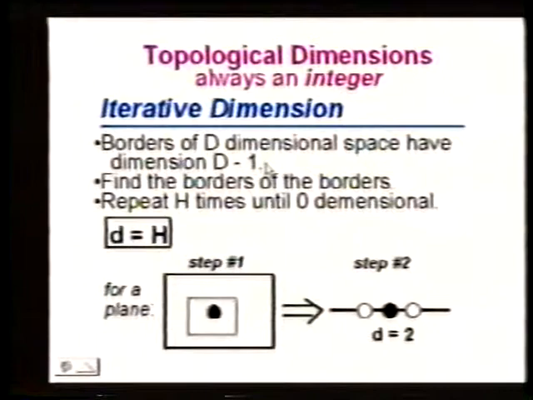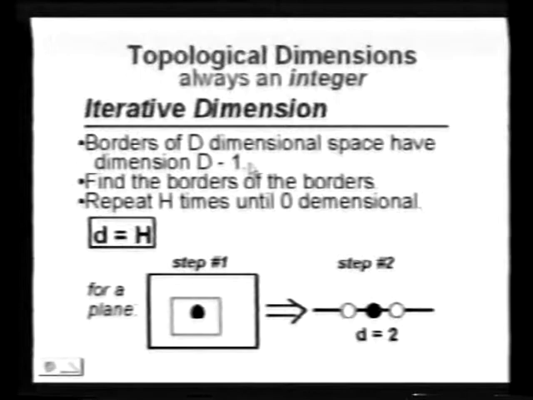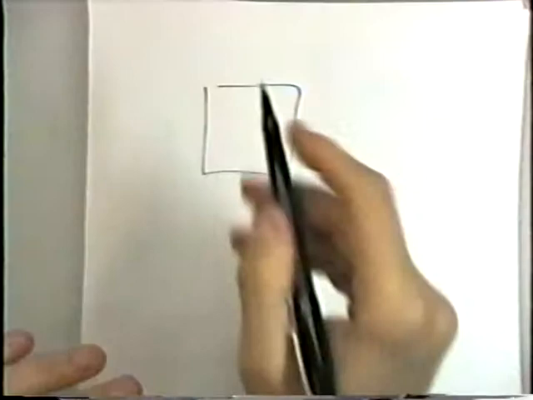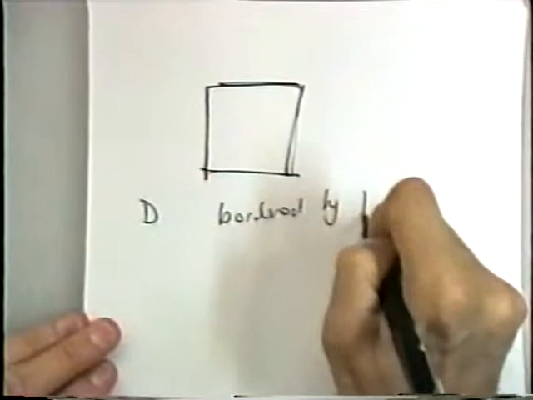In this three-dimensional room, the borders of this three-dimensional room are six two-dimensional planes. 1, 2, 3, 4, 5, 6. So the borders of this three-dimensional space are two-dimensional planes. The borders of each of these two-dimensional planes, if we look at this one, are 1, 2, 3, 4 one-dimensional lines. So in general, if you go back to the Elmo, thanks, if we have any space, as I said, if we're covering a plane, the borders are one-dimensional lines. So any d-dimensional space is bordered by d minus one dimensional structures.